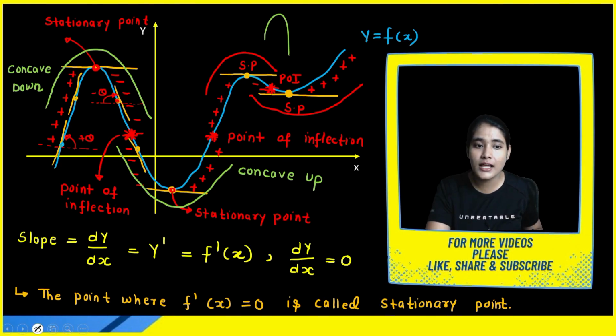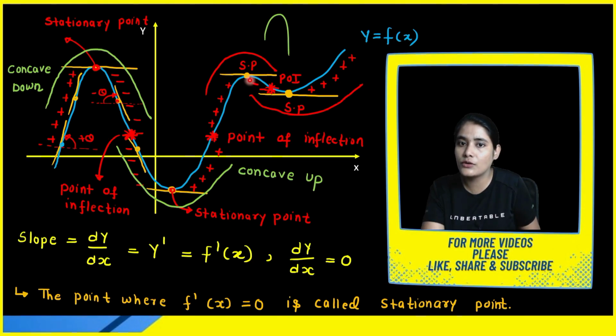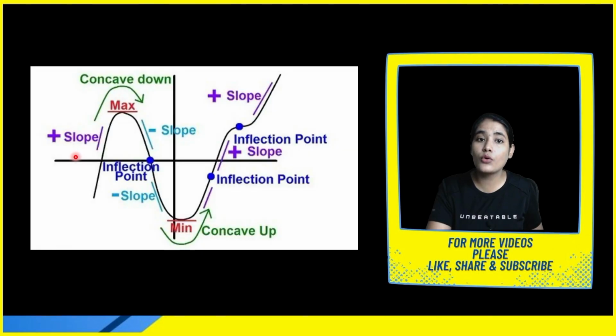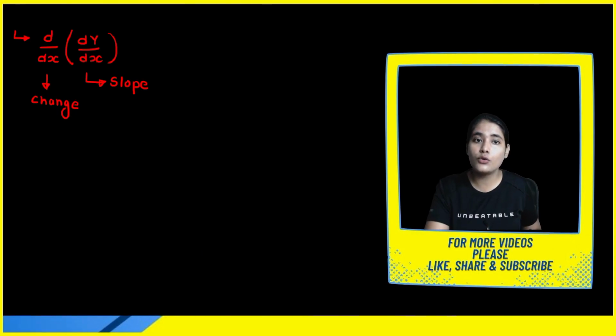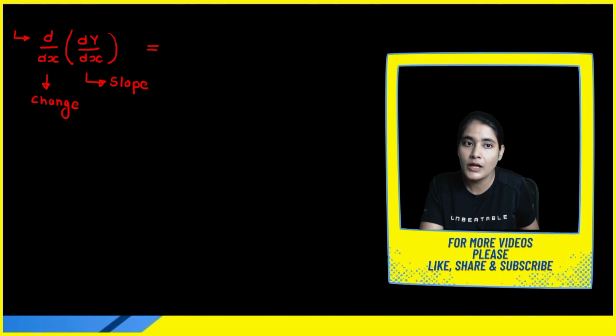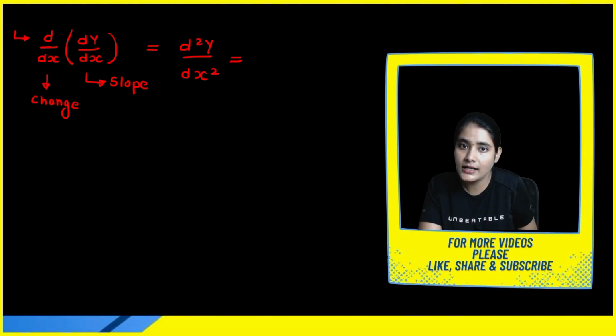Why are we more interested? Because our slope is changing now. First you get positive slope, then zero slope, then negative slope, then negative slope, zero slope, then positive slope, then positive slope, zero slope, negative slope. So now we are more interested in finding the value of change in the slope. When you multiply both terms, it simply means we are talking about the second derivative.